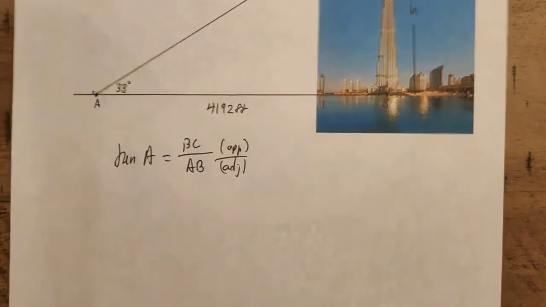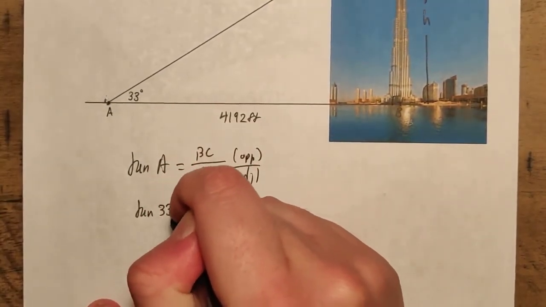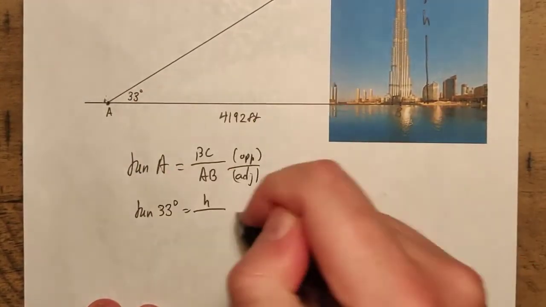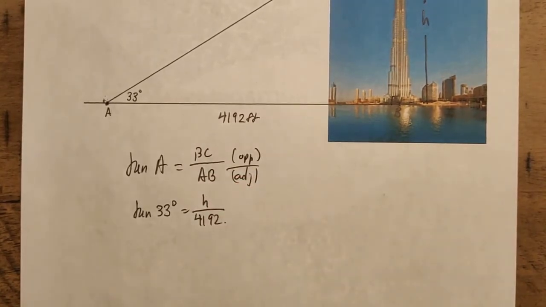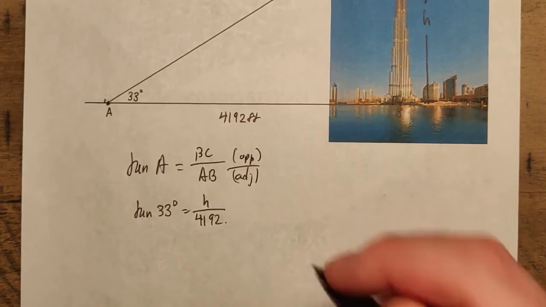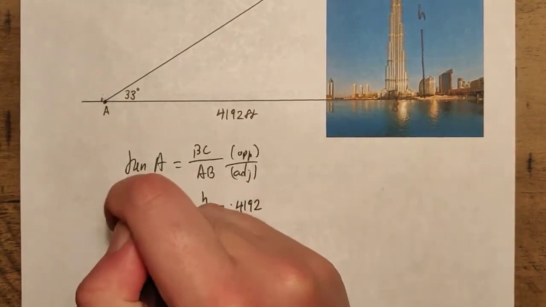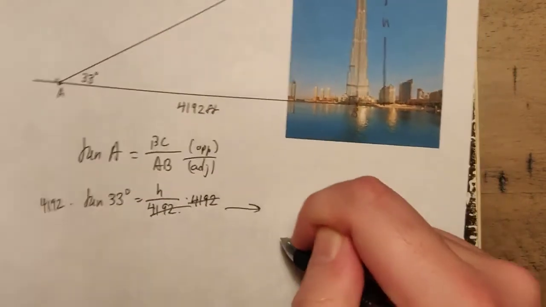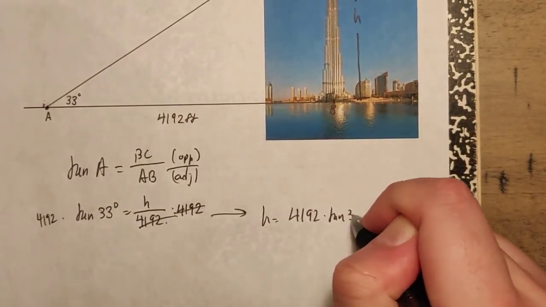So let's go ahead and actually write this one out. Now I can substitute the pieces in. So this is tangent of 33 degrees equals BC, which is the height, H, divided by 4,192. Okay, so now I have an equation here, ladies and gentlemen, and just like any other equation, we can solve for the variable here, H. In this case, I'm going to multiply both sides by 4,192 to get rid of the denominator. And we get that the height is 4,192 times the tangent of 33 degrees.